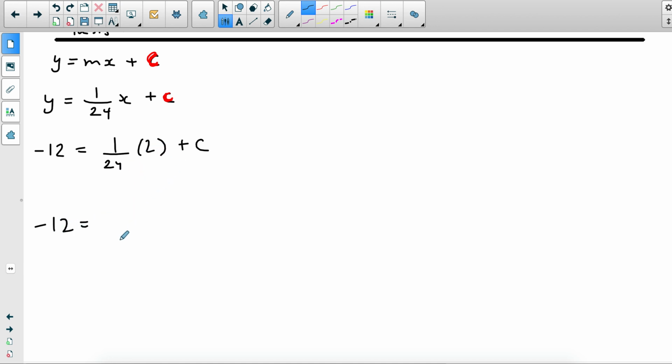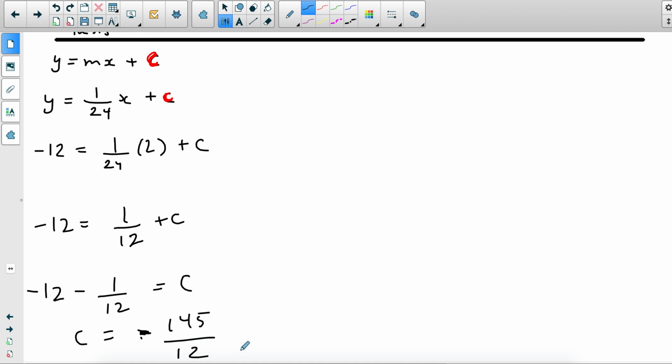And so this simplifies to 1 over 12 plus c. And then I could take this 1 over 12 to the other side. It's going to be a minus, so negative 12 minus 1 over 12 equals c. And so c is equal to negative 145 over 12. So the equation right now is y equals 1 over 24x minus 145 over 12.